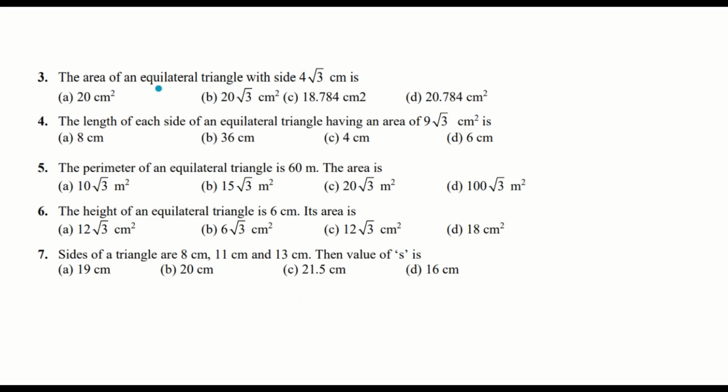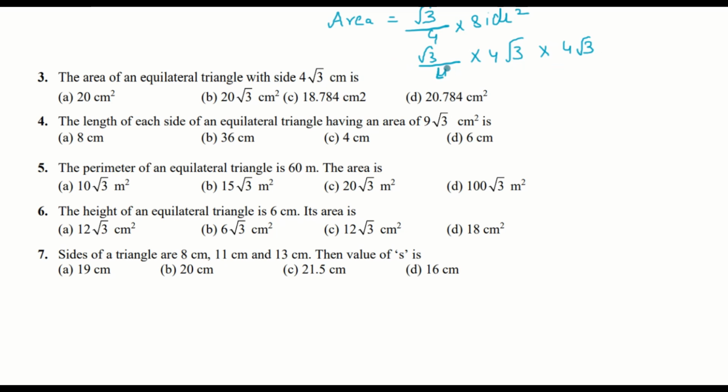To find the area of an equilateral triangle, the formula is root 3 by 4 into the side square, and here the side is given as 4 root 3. So let's substitute the given side to find the area. It's 4 root 3 the whole square, so I wrote it 2 times.